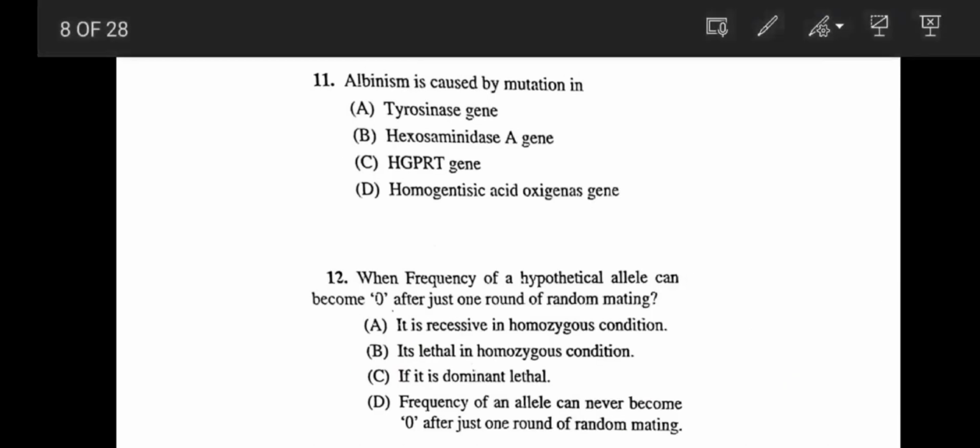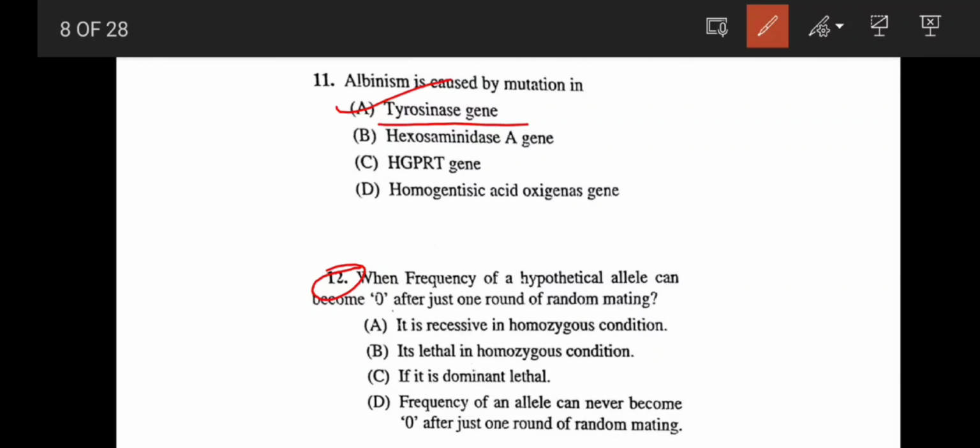Now coming to question number 11, albinism is caused by a mutation in the tyrosinase gene. Tyrosinase is responsible for the production of melanin, and abnormality in the production of melanin causes albinism. Now, question number 12, a very important one.